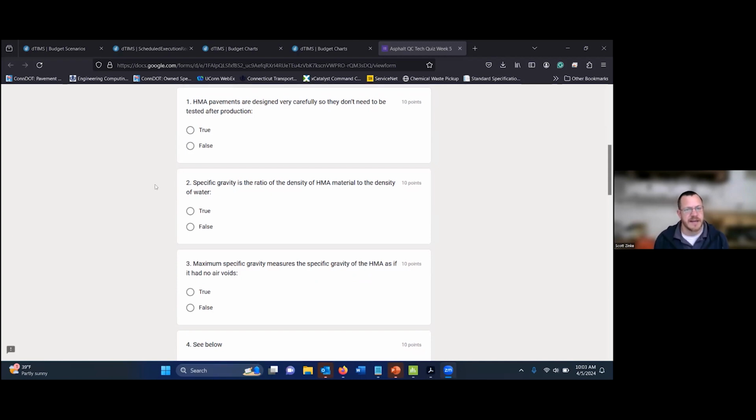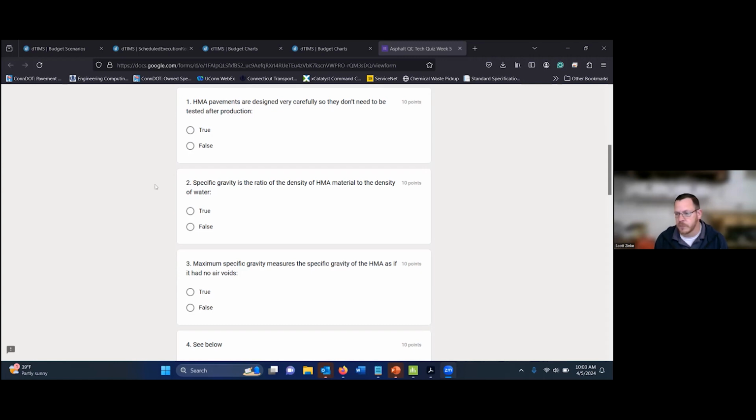HMA pavements are designed very carefully, so they don't need to be tested after production. If you guessed false for that, you'd have been correct. Testing is a huge part of what we do. Everything from the design phase is critical, but the reality is the production and carry out phase of everything is just as critical.